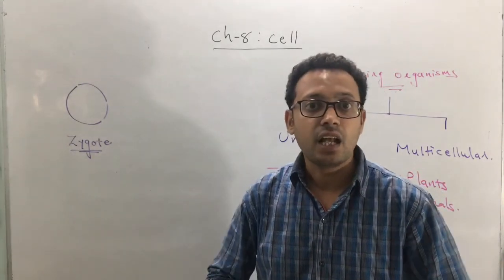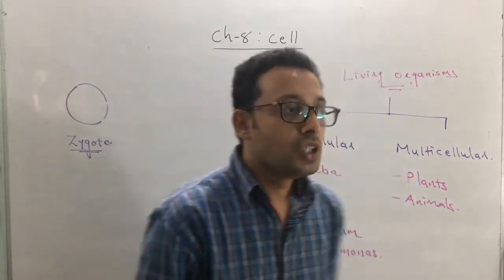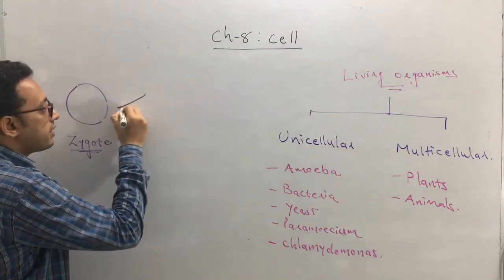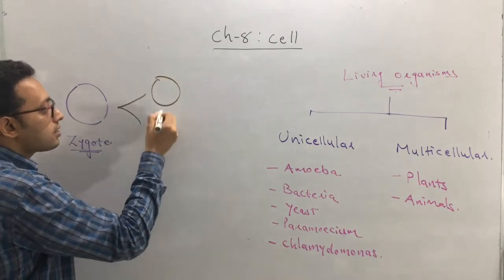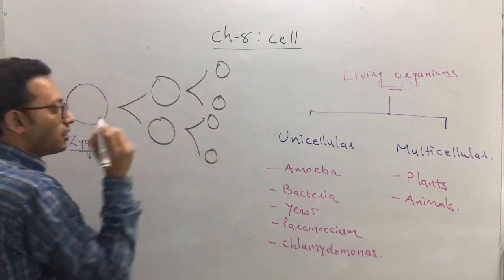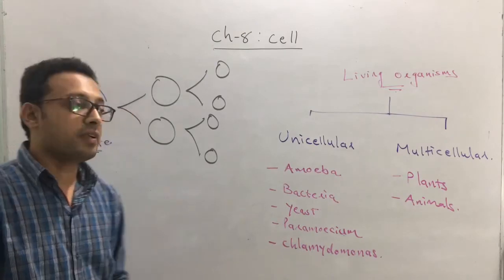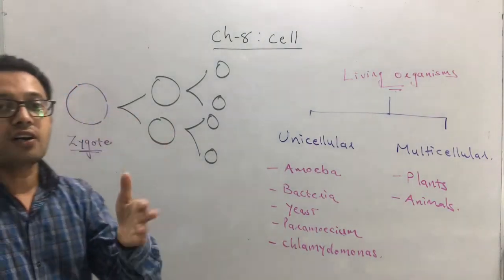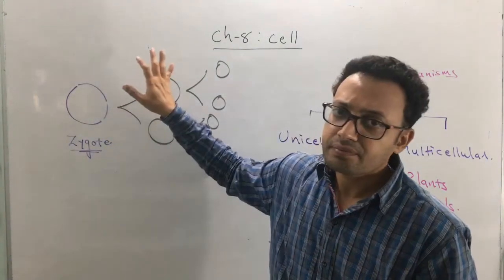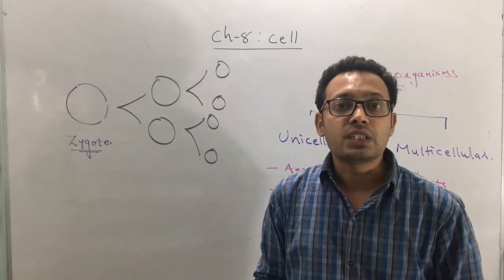But from this single cell, how do so many cells in a living organism form? This zygote continues to divide, and it forms 2 cells. That again continues to divide and forms 4 cells, like this. So many cells containing living organisms are formed by division of a cell. This is the process by which the multicellular organism is formed.